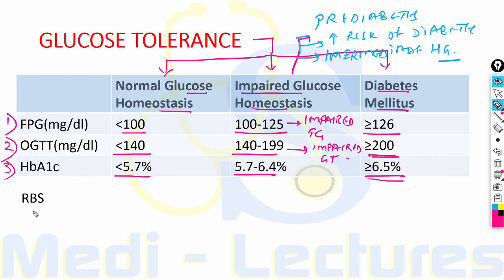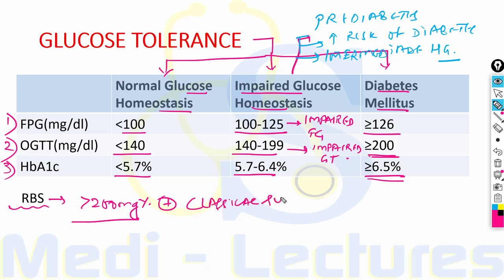Diabetes mellitus can also be diagnosed on the basis of random blood sugar. It is defined as without regard to time since the last meal. That is, it can be checked anytime. But random blood sugar values of more than 200 milligram percent are diagnostic of diabetes if they are associated with classical symptoms of diabetes. What are these classical symptoms?